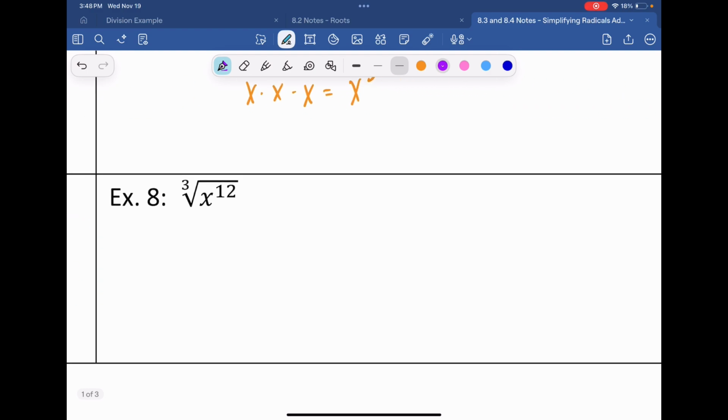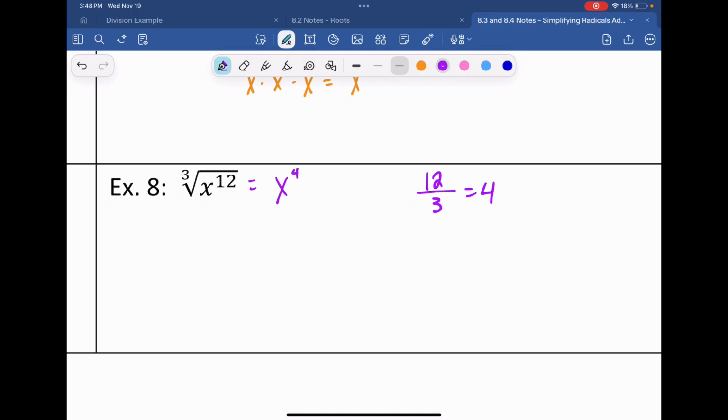And last but not least, the cube root of x to the 12th. Divide the exponent 12 by the index 3. So the cube root of x to the 12th is x to the 4, which again, if you work that out, x to the 4th times itself 3 times. When you multiply by the same base, you add your exponents. Here's your x to the 12th.